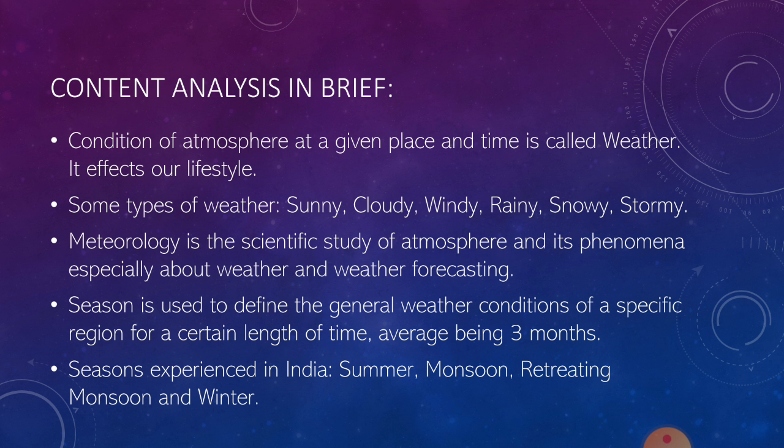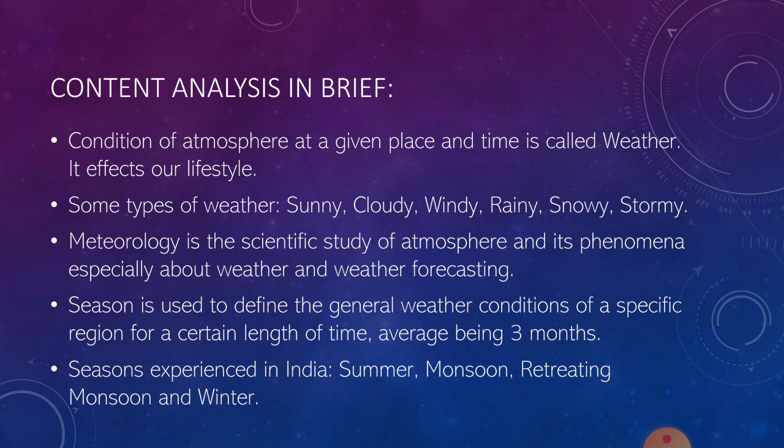We can have a quick recap of what we have learned. Number 1, condition of atmosphere at a given place and time is called weather. It affects our lifestyle. Number 2, some types of weather experienced are sunny, cloudy, windy, rainy, snowy, and stormy. Number 3, meteorology is the scientific study of atmosphere and its phenomena, especially about weather and weather forecasting.